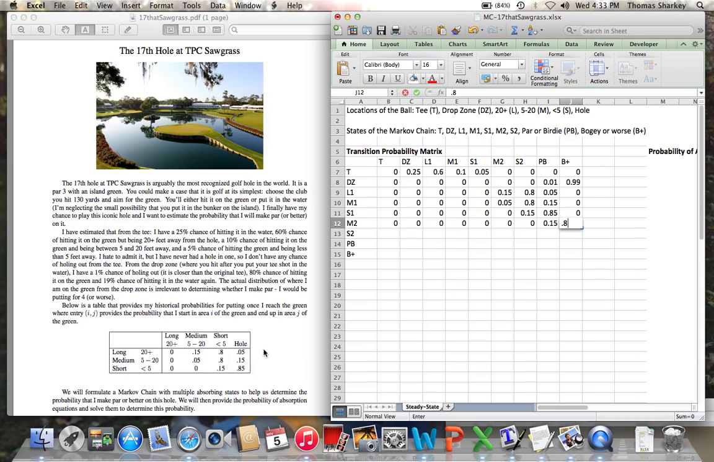And then I miss my putt 85% of the time. So I either end up a medium distance away or a short distance away. Doesn't matter. I'm going to have to hit a 4th shot or more. So I end up 85% of the time being in this bogey or worse state.